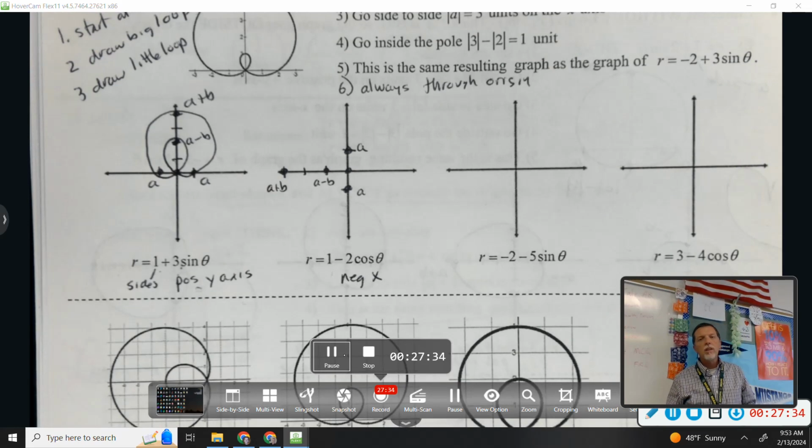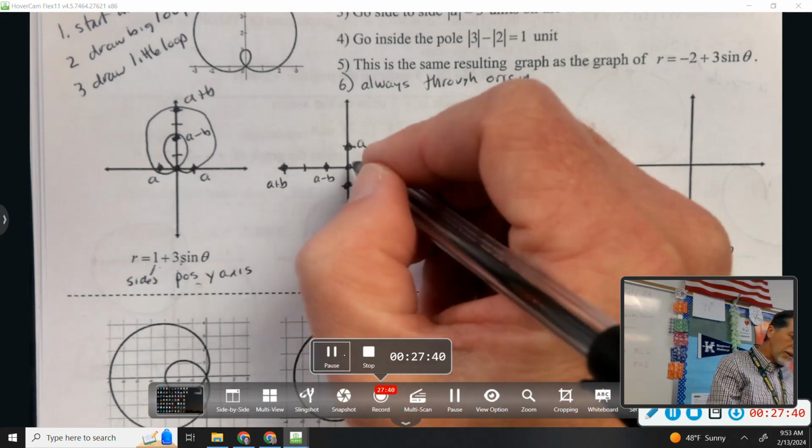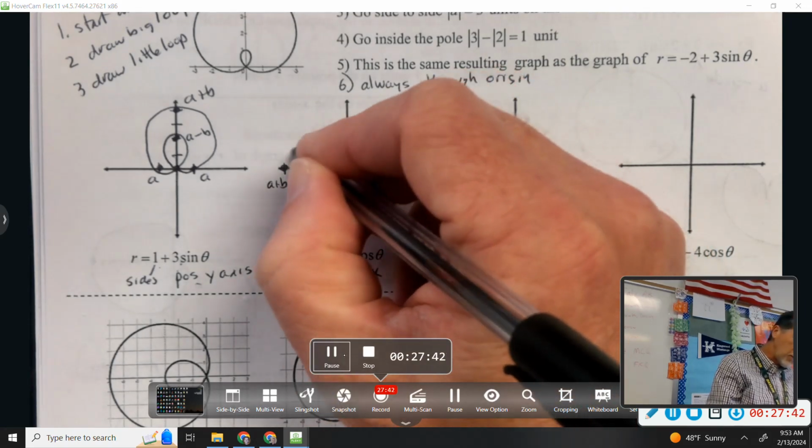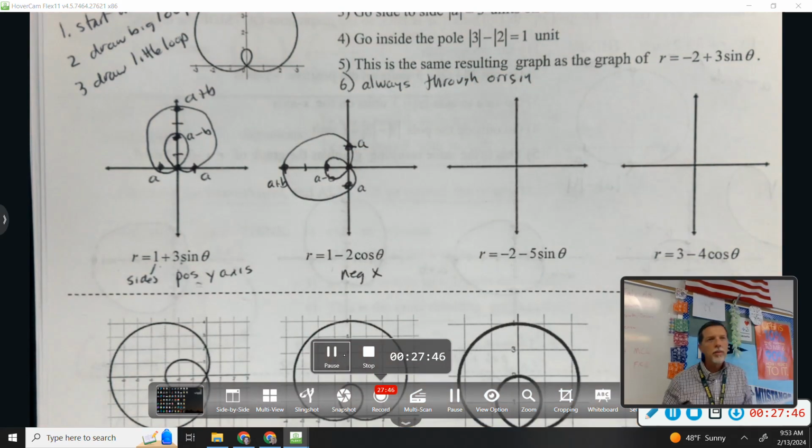Then that's where I like to draw the graph first. I'm going to start my graph at the origin. I'm going to make the big loop, and then I'm going to make the little loop. So big loop, and then little loop. To me, I think that's the easiest way to do that.